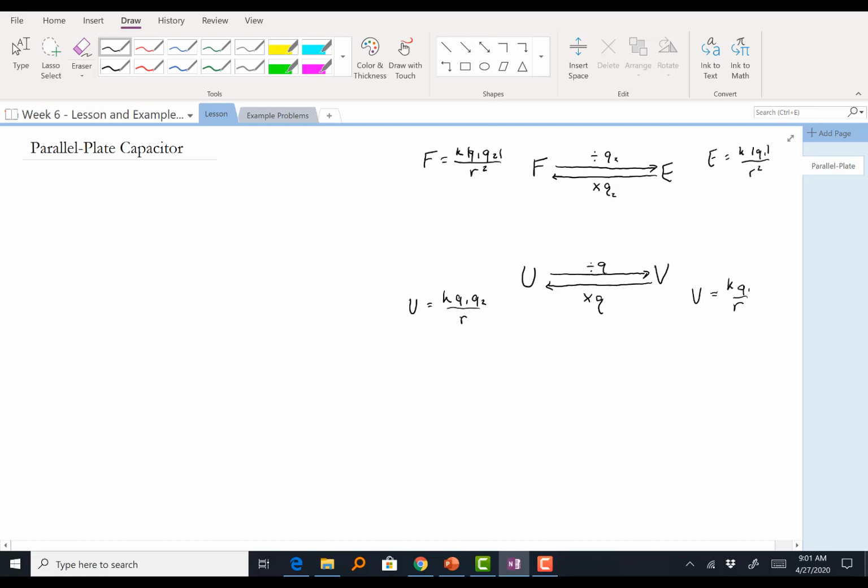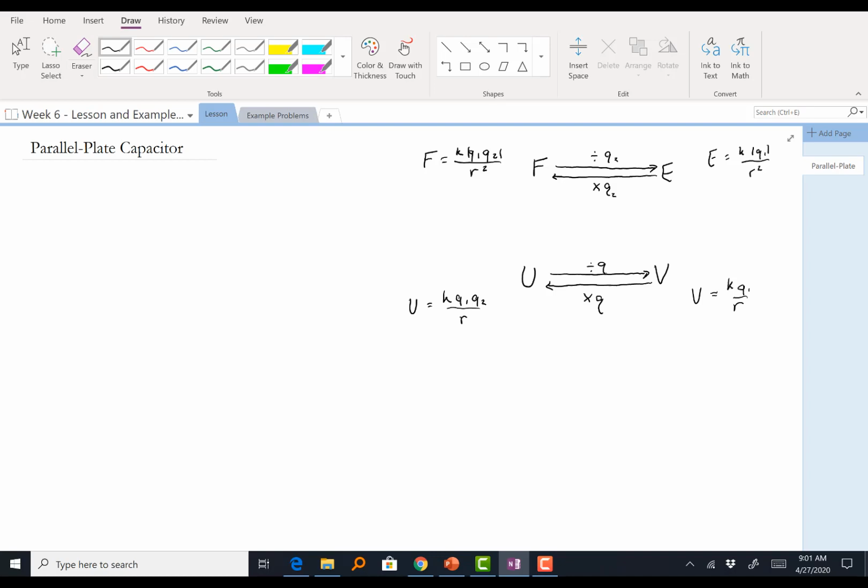Now, part of what we want to do today is complete this box and look at the connections between the electric field and the voltage. We've seen the relationship between the force and the electric potential energy.